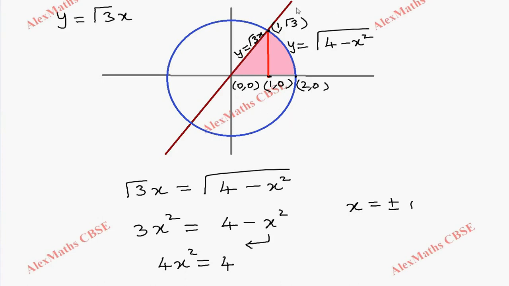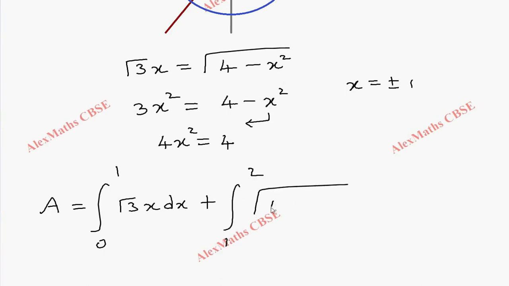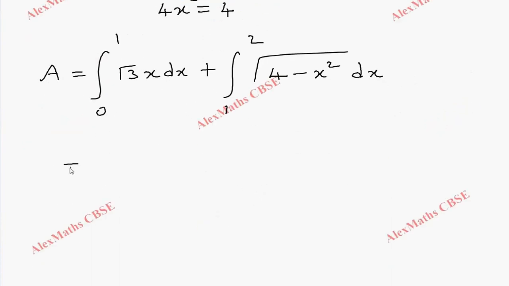Now coming to this region, we have two parts. One is from 0 to 1. 0 to 1 is a limit, and this top boundary is this equation. And 1 to 2 is this region, and the top boundary is y equal to root of 4 minus x square. So we are going to write this in the integration. Area equal to integral 0 to 1 root 3 x dx and 1 to 2 root of 4 minus x square dx. Now this is root 3 into x square by 2.